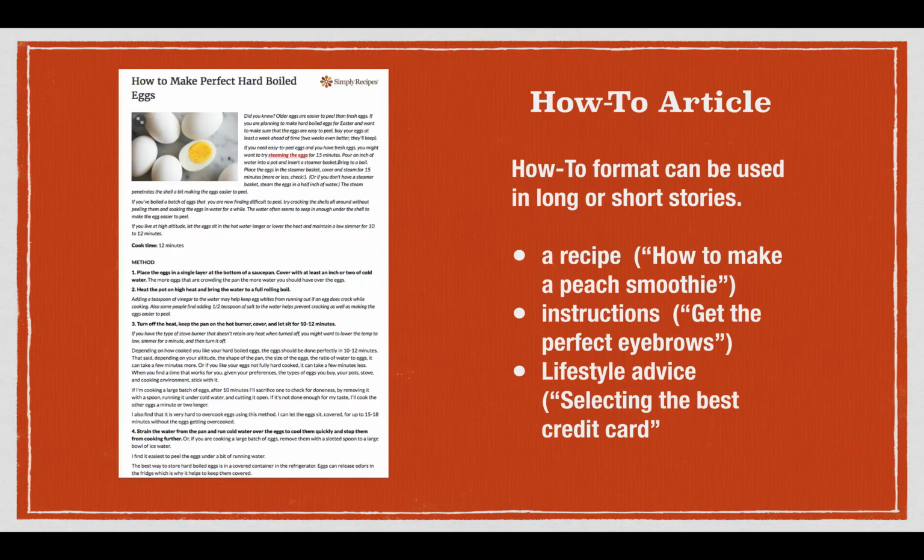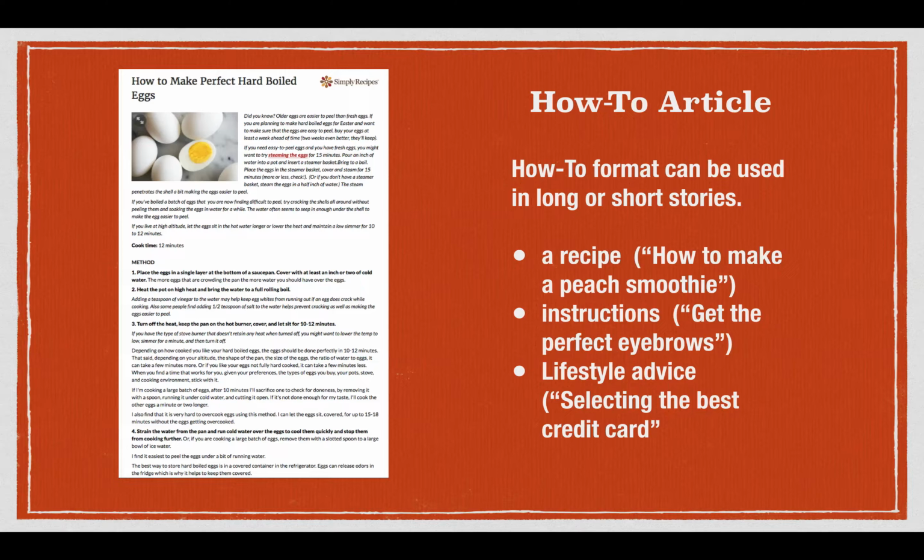This is an example of a how-to article, and the quintessential how-to article is a recipe. It starts with an intro. It tells you what you're about to make. It gives you some basic information, and then it gives you all the steps, 1, 2, 3, 4. It might give you some additional information at the bottom.